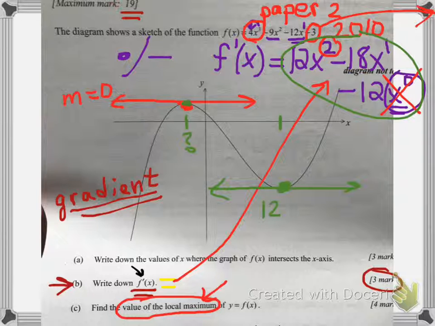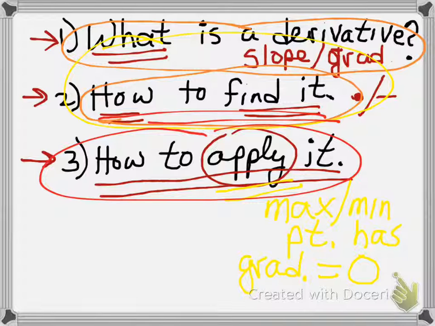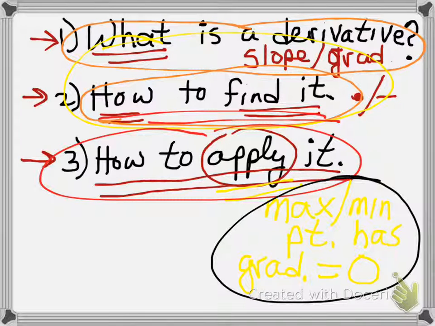So here we go. 12x squared minus 18 minus 12. I'm going to switch to black here. And I'm going to set this equal to 0. Why am I setting it equal to 0? Is because it's asking for a maximum. Okay? And maximum or minimum points have a gradient of 0.